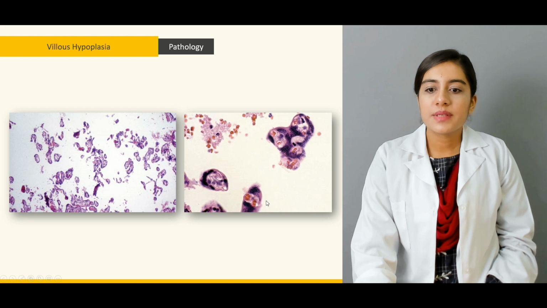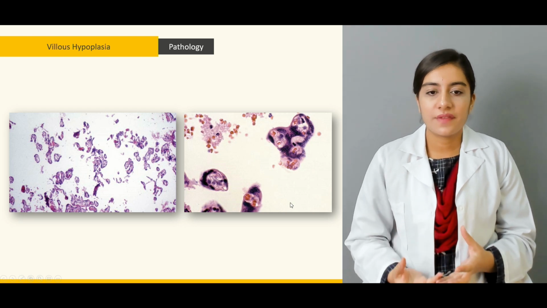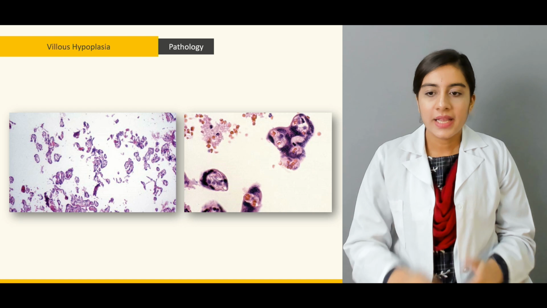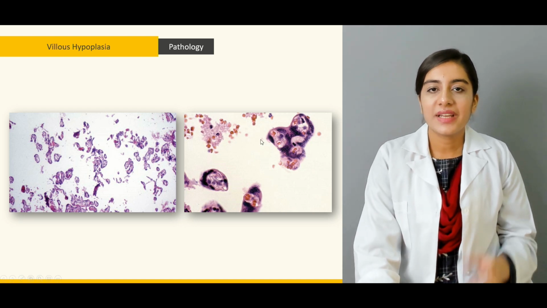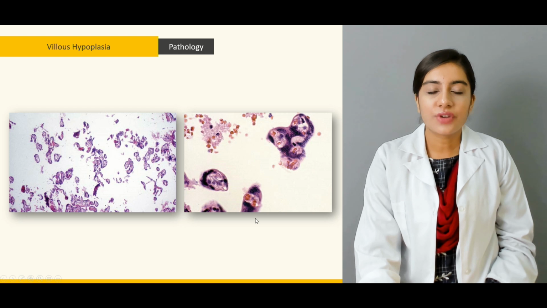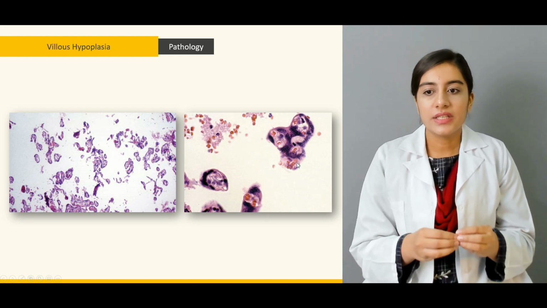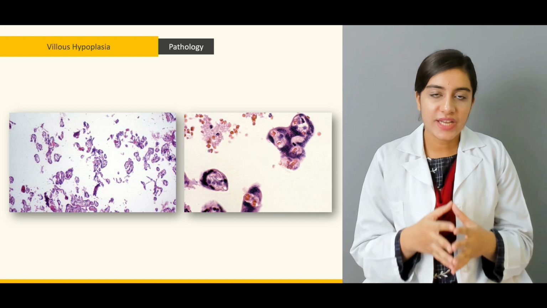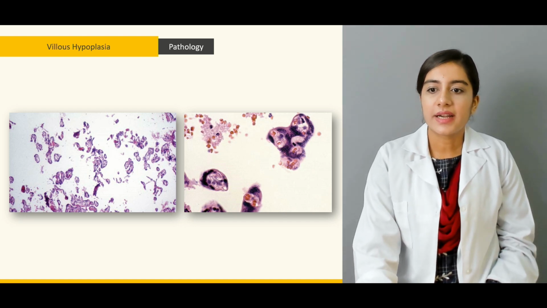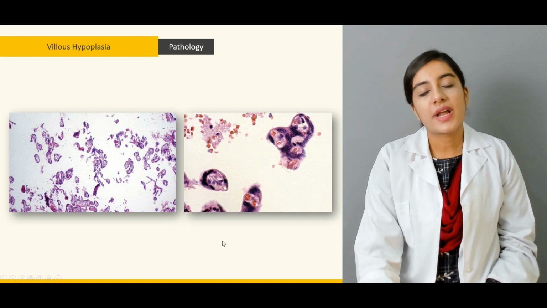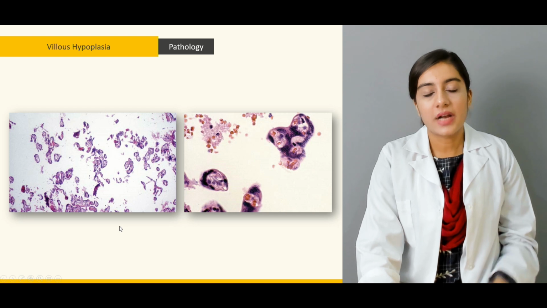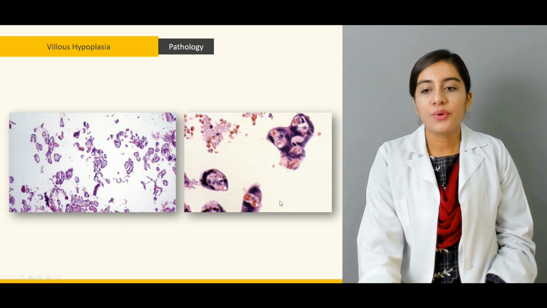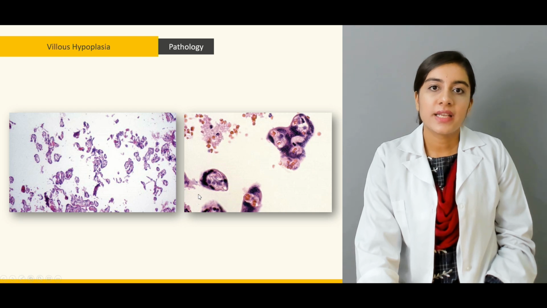Now, this diagram is showing us the high magnification of the villi, and we can very clearly look at the shrinkage and the smaller size of the villi in this slide, and also some stromal debris over here can be appreciated. So these two slides are showing us the hypoplasia of the villi and how the intervillous space has increased.